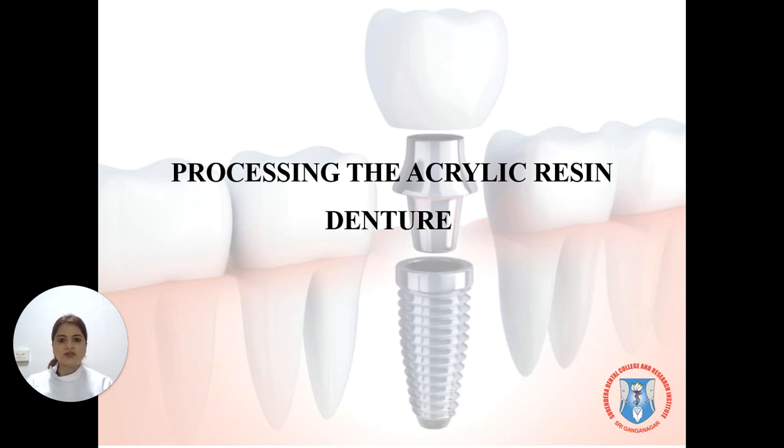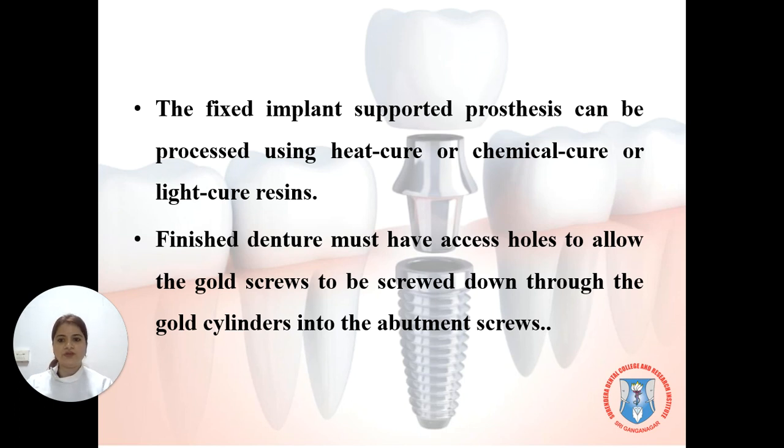Next comes the processing of the acrylic resin denture. In this, the fixed implant supported prosthesis can be processed using heat cure, chemical cure or light cure resin. The finished denture must have access holes to allow the gold screws to be screwed down through the gold cylinders into the abutment screws.